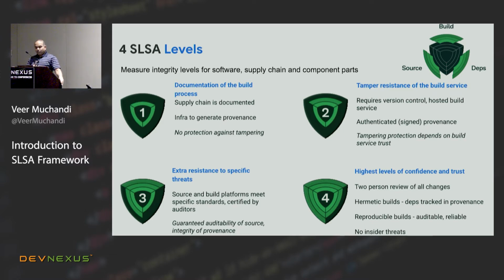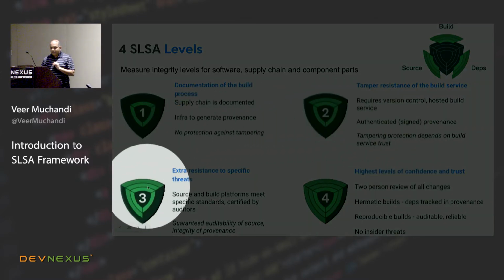It requires a version control system. It requires a build service that can actually do this verification and all. Make sense? So you got tampering protection if you are at level 2. And your build service can be trusted now, right?